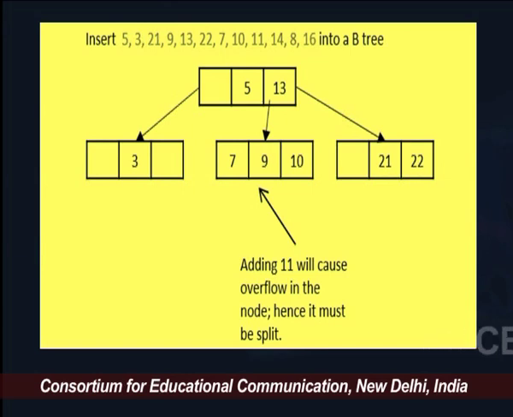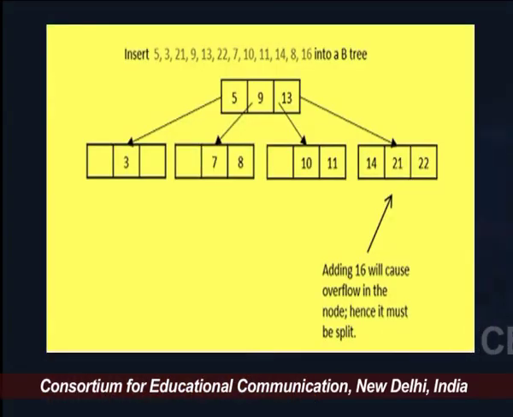Then the next is to put 11. The proper position for 11 is in the second child, or the middle child, on the right hand side of 10. But again adding 11 will cause an overflow in the node and it must split. Now, after the split, what will happen? One particular key from this node will go up. Also, we need to check whether there is space available on the upside, yes or no. That also has to be seen.